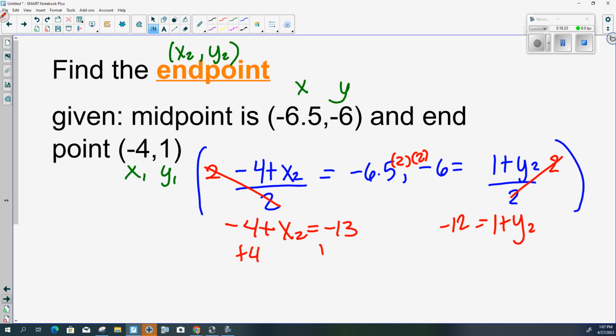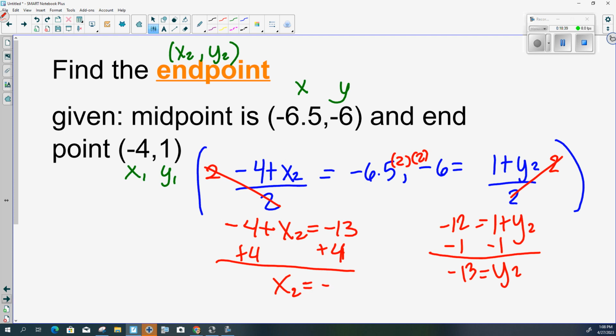There's a lot of side conversations, and maybe you're talking about this problem. But once I'm up here, let's end them. Okay, y2 is negative 13. x2 is negative 9.